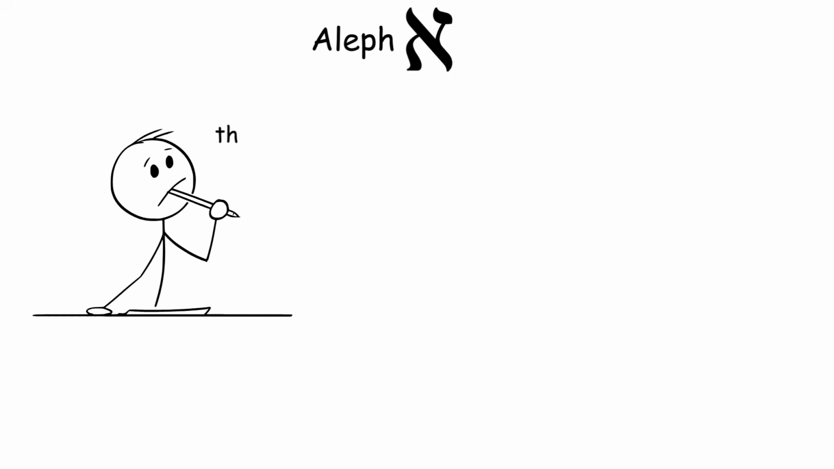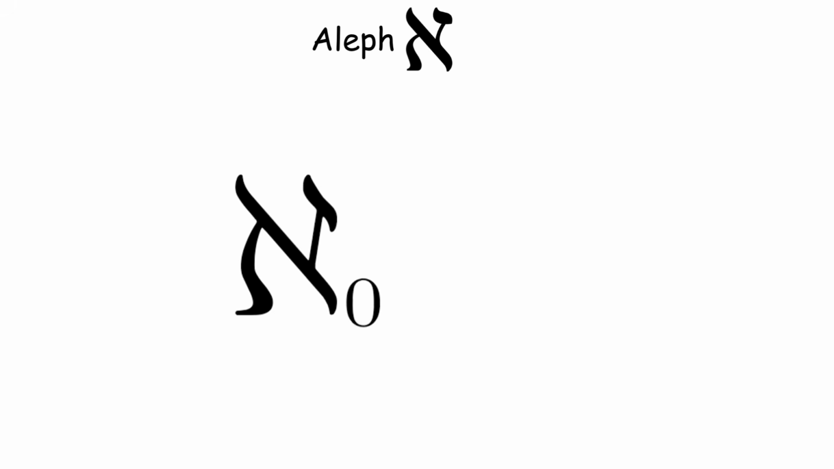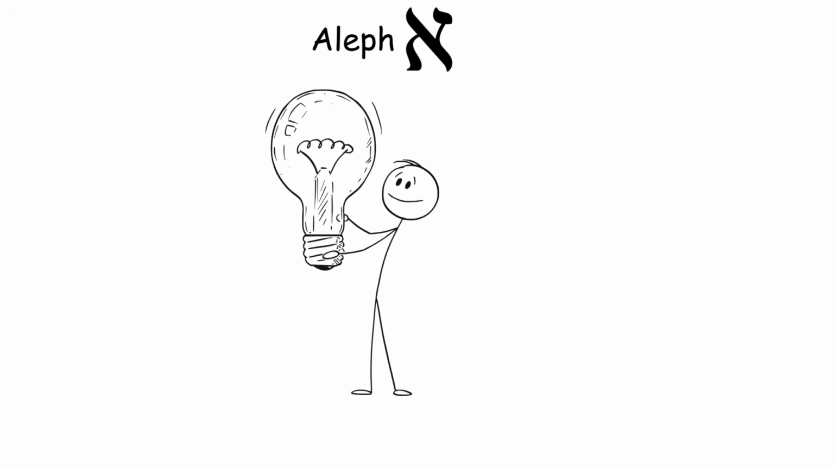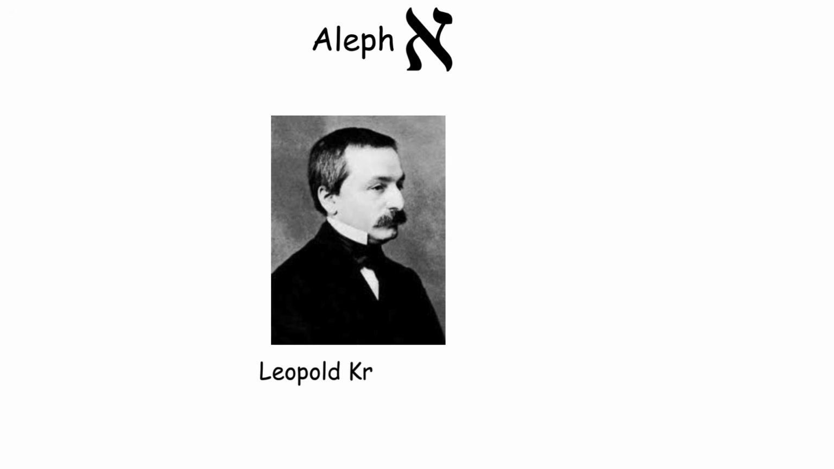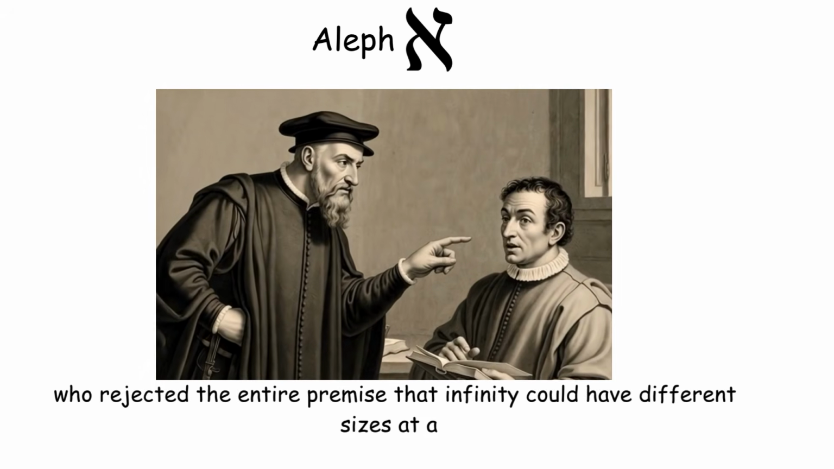He labeled the smallest infinite size, the size of the natural numbers, aleph null, and larger infinite sizes got higher subscripts. The idea was controversial enough that Cantor faced sharp public opposition from established mathematicians of his era, including his former teacher Leopold Kronecker, who rejected the entire premise that infinity could have different sizes at all.